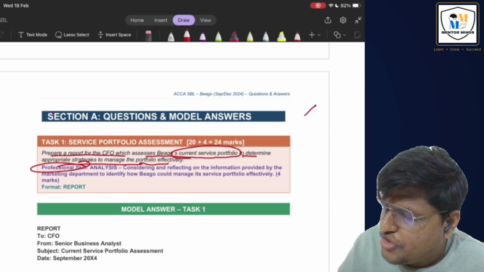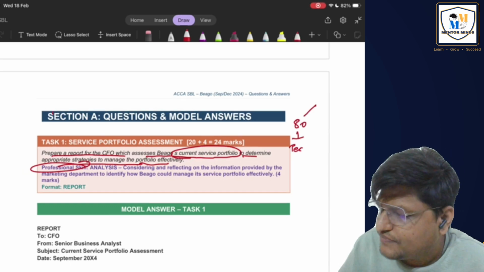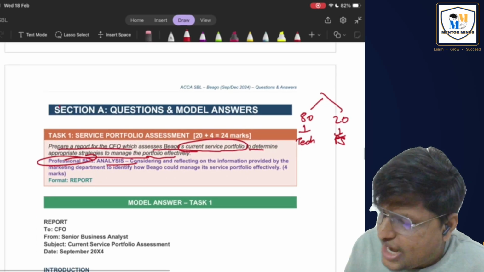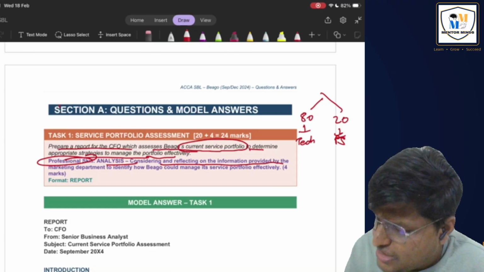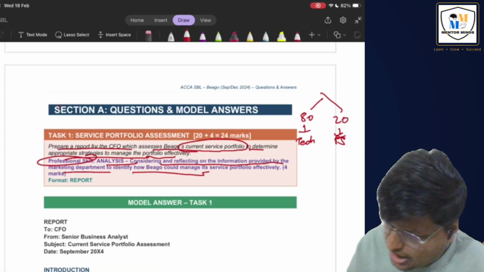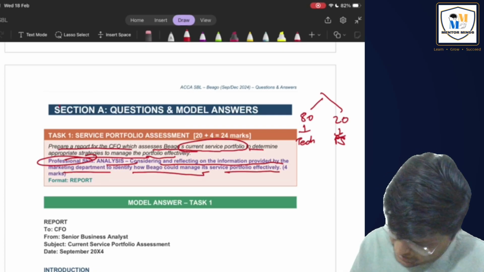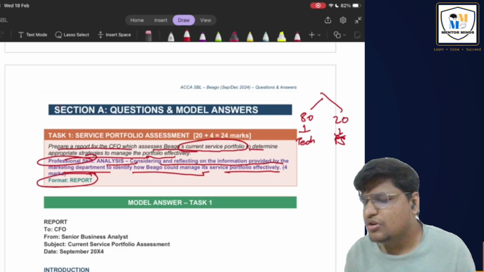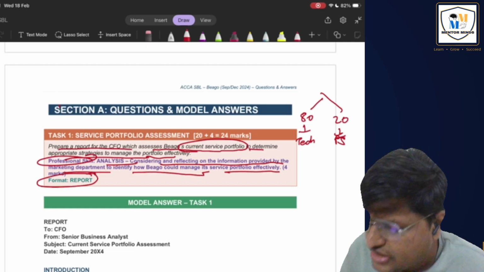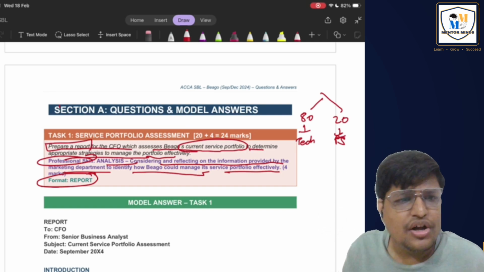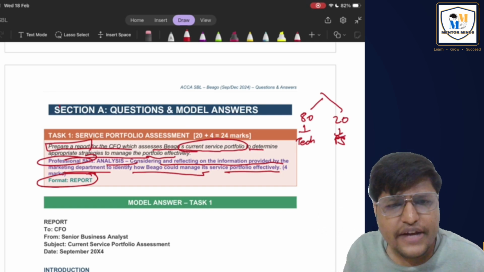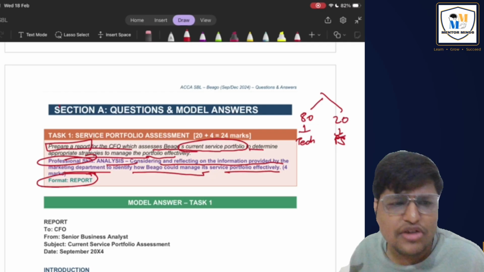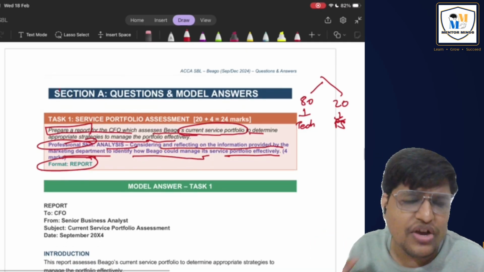Always remember, as I always told you, that 80 marks are for our technical and 20 marks are professional. So if you want to get the professional skill marks, so analysis, considering and reflecting on the information provided by the marketing department to identify how Biago could manage its service portfolio effectively. And now the format. In the exam, they will not give this hint that we have to make a report directly like this. In task one, it was given to prepare a report. So first, if the question specifies what is to be made, then well and good. We need to understand that okay, we have to write it in a format of report. In last class only we discussed how the format of a report is.